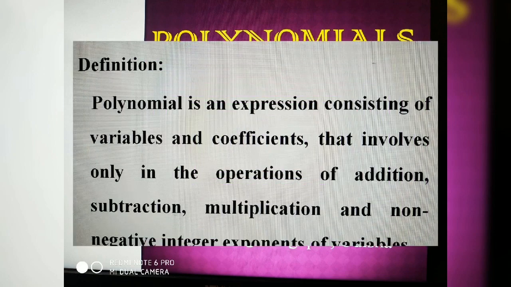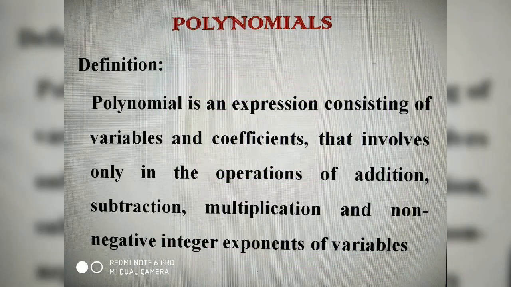So what is the definition of a polynomial? A polynomial is an expression consisting of variables and coefficients that involves only the operations of addition, subtraction, multiplication and non-negative integer exponents of variables. In a polynomial, the exponent of the variable should be a non-negative integer. Otherwise, it will not be termed a polynomial.